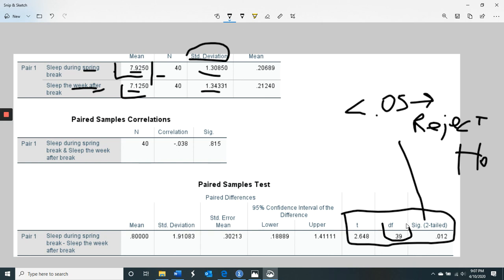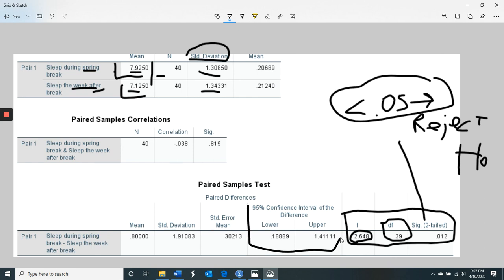T, parentheses, 39, that's the degrees of freedom. End of parentheses equals 2.65, comma, p is less than 0.05. That's our first sentence. Our second sentence is really easy.